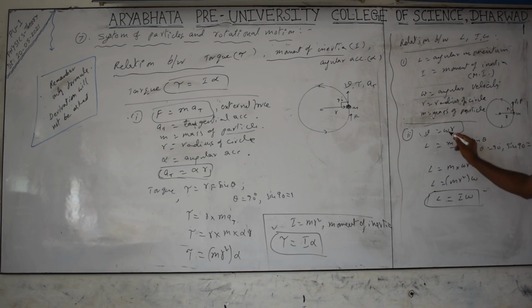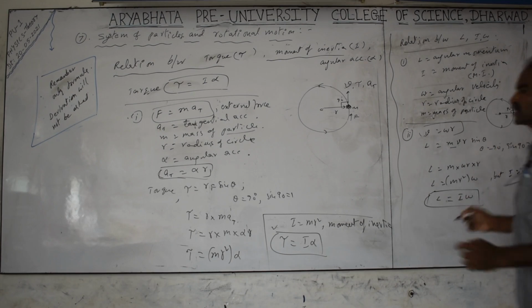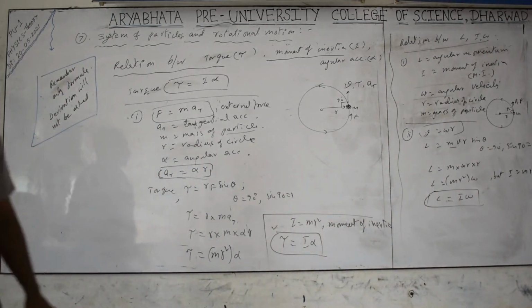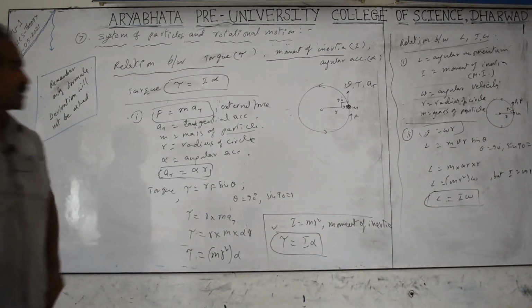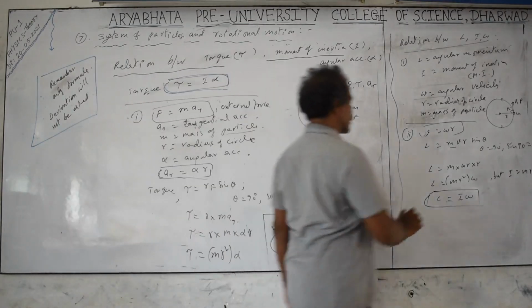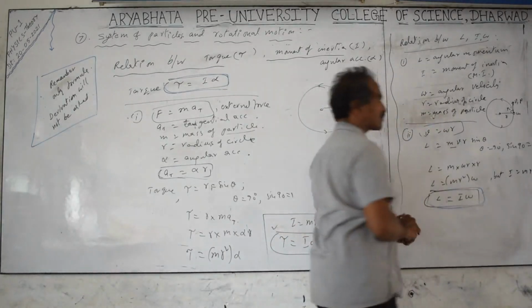But v is equal to omega r, substitute, you will get m into omega into r, that is m r square into omega. What is m r square? It is nothing but the moment of inertia. I equal to m r square for the particle. Therefore, you will get the relation as L equal to I omega. It is applicable not only for the particle, even for solid bodies the relation is applicable. So these two formulas you need to remember: one is tau equal to I alpha and the other is L equal to I omega.